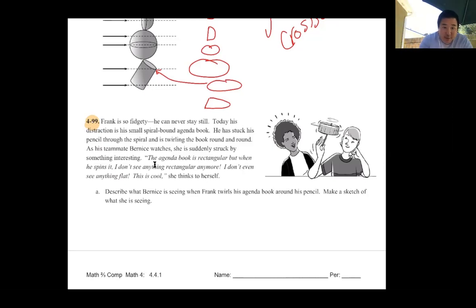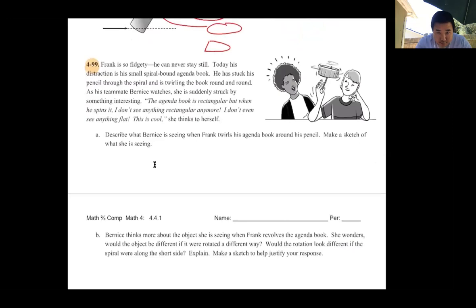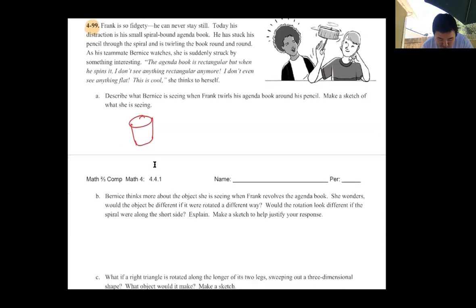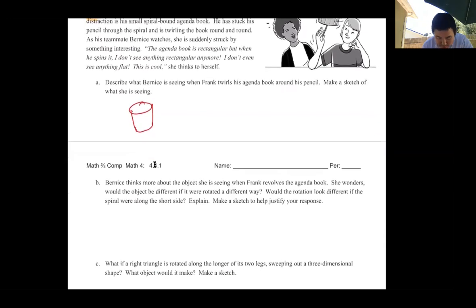At first, he creates a cylinder with this, while the second will create a cylinder with a hole in it. Bernice thinks more about the object she's seeing when Frank revolves the agenda book. So it's like spinning. I wonder if the object would be different if they're rotating a different way.